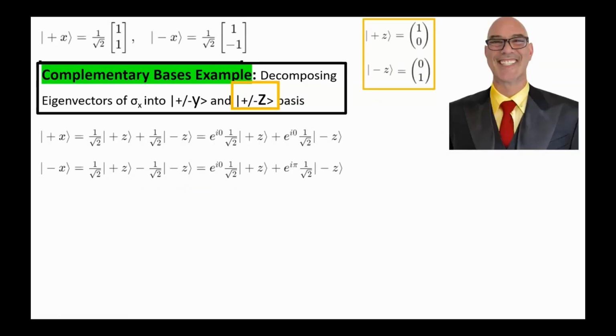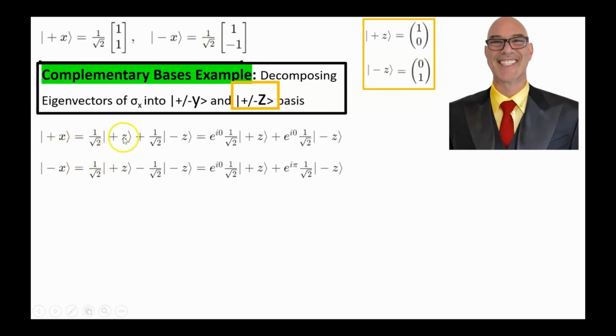Now I move on to an example where I demonstrate that the eigenvectors of the Pauli matrices form three complementary bases. These two vectors, plus x and minus x, are both vectors in the space C2, and therefore they can be written in the z basis. They can be written in any basis that spans C2. What I want to do is write plus x in the z basis, and write minus x in the z basis, and this is to demonstrate the complementarity.